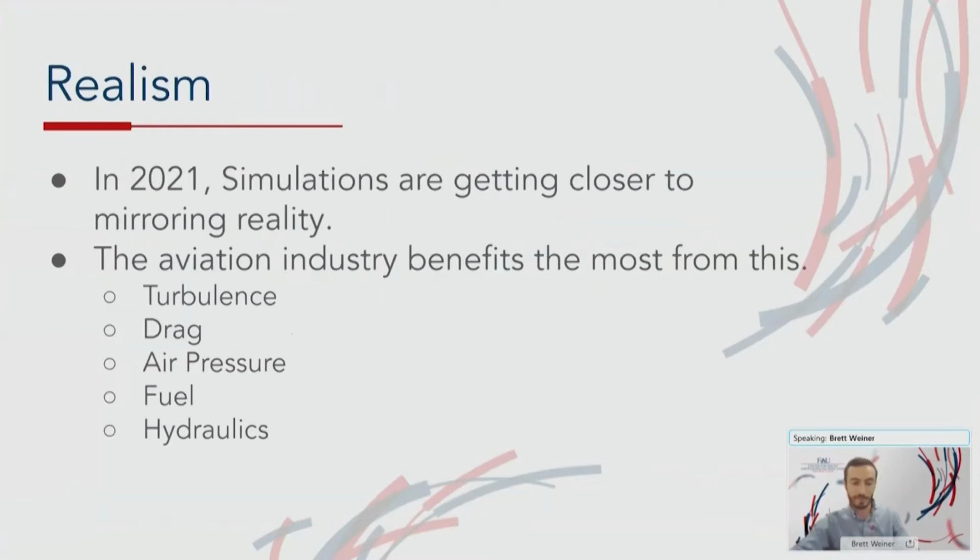All right, and realism, another thing that was brought up quite a bit in the Slido. So in 2021, simulations are getting closer to mirroring reality. It's going to get better every year. And the aviation industry benefits the most from this, but everyone understands the benefit from realism. In aviation simulations, there are different types of phenomena that are simulated. You have turbulence, drag, air pressure, fuel, and hydraulics. Those are all very important things you have to account for when flying an actual plane. And that's all addressed in simulation as well, since it helps to boost the realism and get a deeper understanding of the subject.